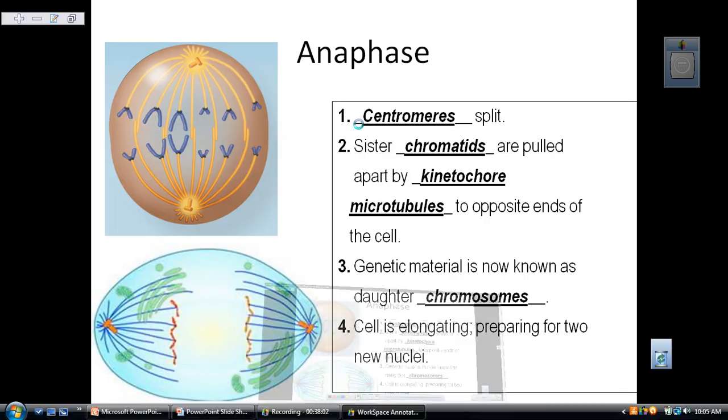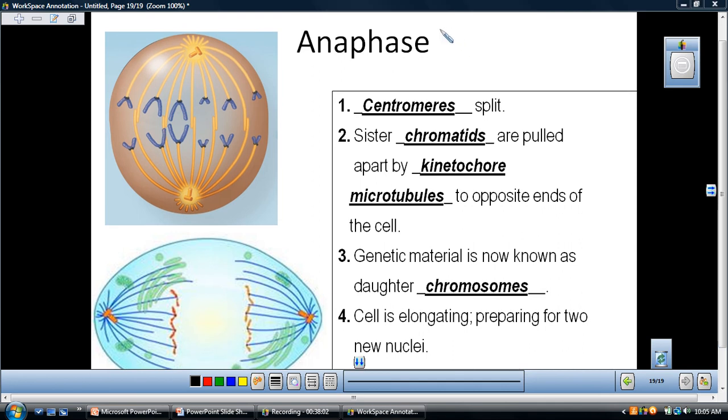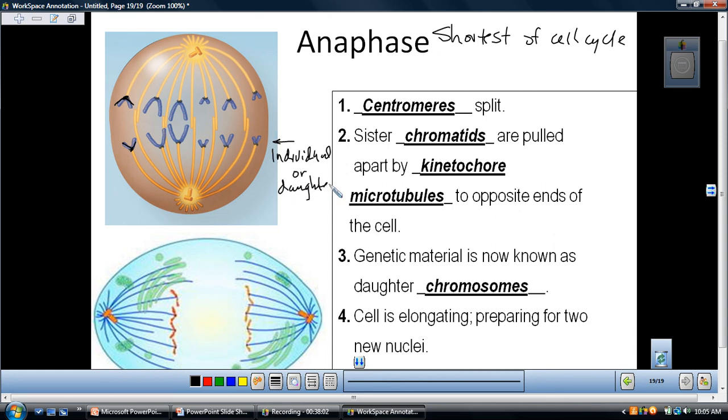All right, anaphase is also one of my favorites because it is quick. This one is the shortest of the cell cycle. It's very, very fast because all that we're doing here, and I say all that we're doing, it's very important, is you can see we're pulling apart the sister chromatid pairs. Okay, so here is one of them. This poor little sister lost her sister, sad face. They're long-lost sisters that won't see each other again. Now we give them a new name, and we call these individual or daughter chromosomes.